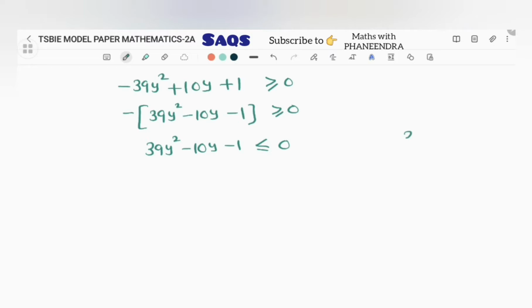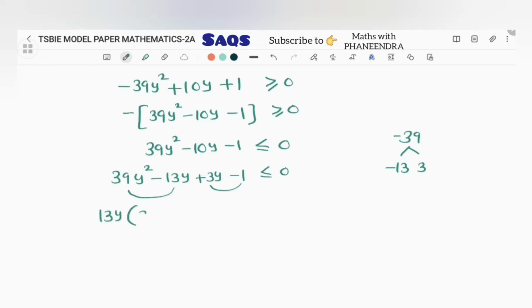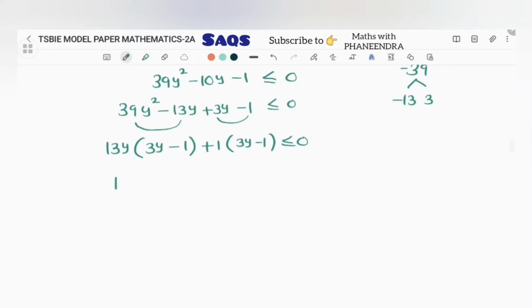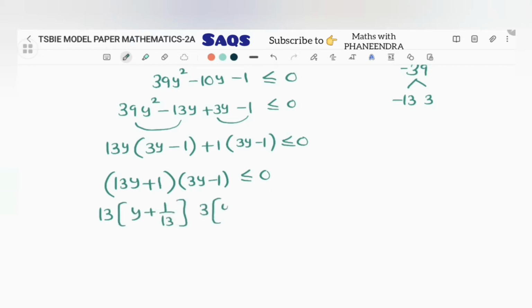So factorization here: 39 into minus 1 is minus 39, minus 13 and plus 3. So 39y square minus 13y plus 3y minus 1 is less than or equal to 0. From these two, 13y, if you take out common, (3y minus 1) plus 1 into (3y minus 1) is less than or equal to 0. So now (13y plus 1) into (3y minus 1) we are taking common. So 13 take common, here y plus 1 by 13. Here 3 take common, y minus 1 by 3.